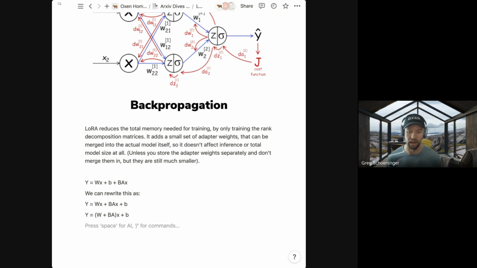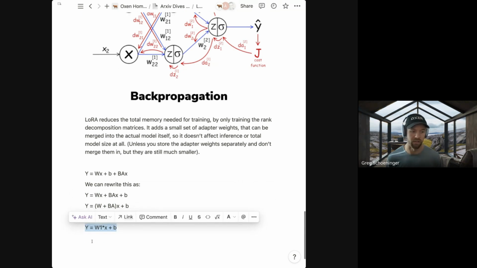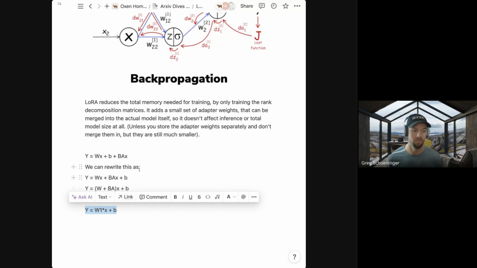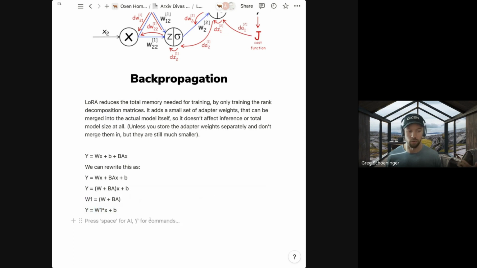And once you add W and BA, you get a new set of weights, call that W1. And now Y is just back to Y equals W1 times X plus B, which is the same amount of compute that you did at the beginning. It's just a slightly new set of weights.